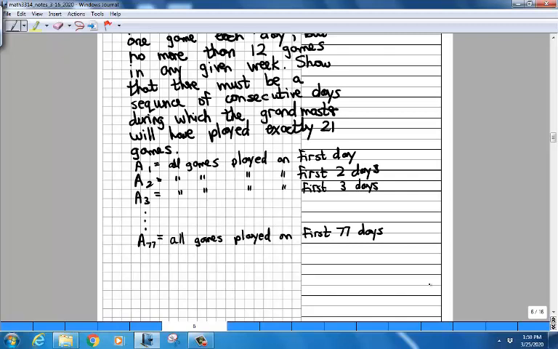So I want to point out here now what we know about these numbers A sub 1 through A sub 77, right? First, all of them have to be bigger than or equal to 1, because he's going to play a game every day, right? And we know that these partial sums are actually increasing, right? We know that they're going up from one partial sum to the next, because he's going to play at least one game each day, right?